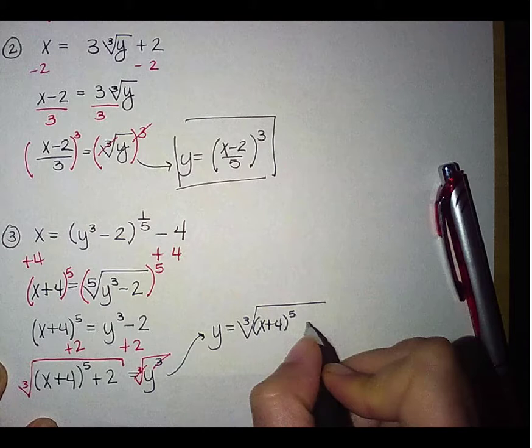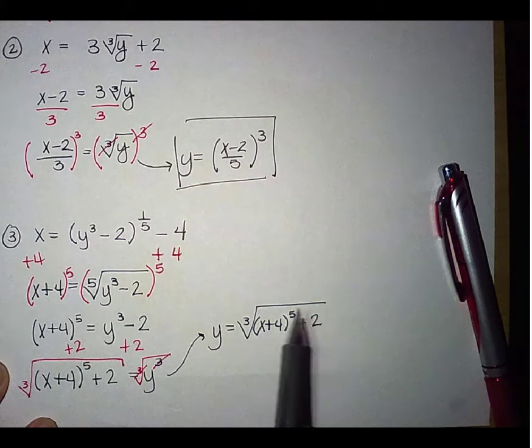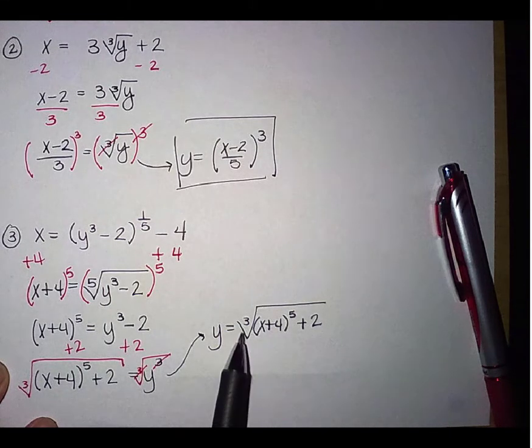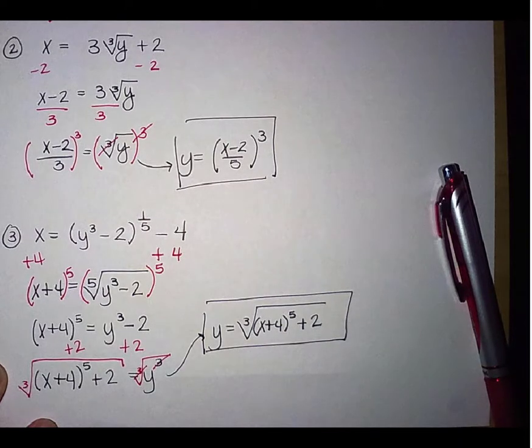So we're going to get a final answer of y equals the cube root of x plus 4 to the 5th power plus 2. And again, make sure that you're putting this entire thing, x plus 4 to the 5th power plus 2, underneath your cube root. And this would be your answer for that 3rd question.